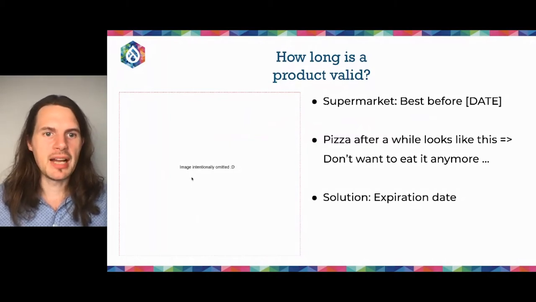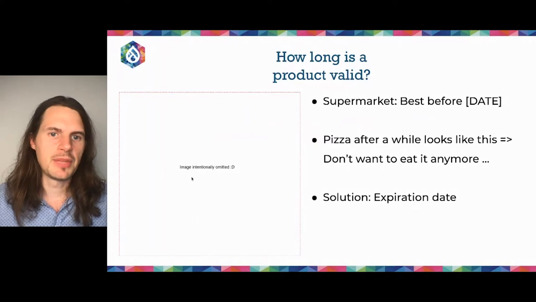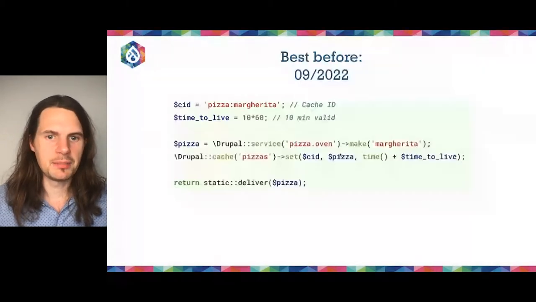So we have the cache ID here, we have the time to live here, we have our pizza oven, we make the margherita, and I've omitted the get code because you've already seen it, it's just a setting code. And then we essentially use time here and the time to live. So we say this is valid for 10 minutes, so this is in seconds. And this is how you can set an item in the cache that automatically expires.